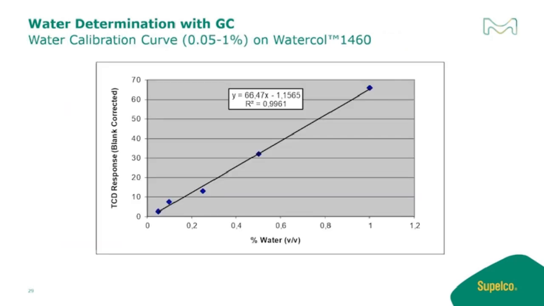Here's a calibration curve. Again, this is limited because we're working with a thermal conductivity detector, so we can't go to very, very low amounts of water. And you can see here we're linear on the Watercol 1460 from 0.5% water up to 1% water. We've actually gone up to about 99% water and still see linearity in our responses.